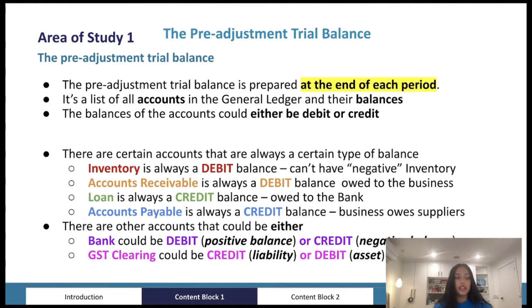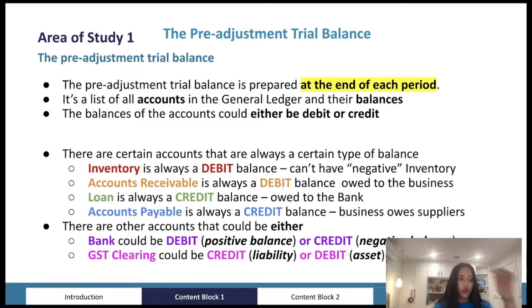So, for example, inventory will always have a debit balance because it's just impossible for a business to have negative inventory because that's a physical product that they have in their hands. So, it literally is impossible for the business to go into the negatives with inventory. Another example is accounts receivable. Accounts receivable will always have a debit balance because it's an amount owed to the business from customers.